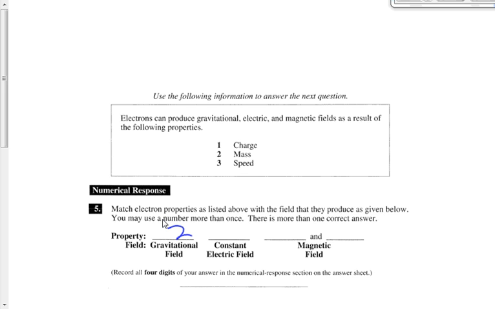We know that charge produces an electric field. We're going to say that's 1. We're going to say that charge produces a magnetic field as well, but not just a charge, because a charge by itself doesn't produce a magnetic field. A charge that's moving produces a magnetic field. So we're going to say 2 goes with gravity, 1 goes with the electric field, and 1 and 3 together go with the magnetic field.